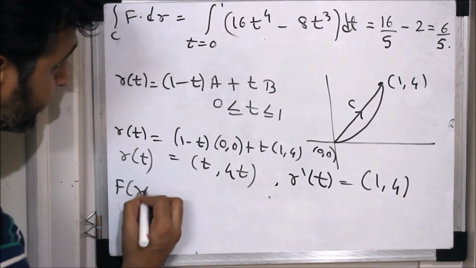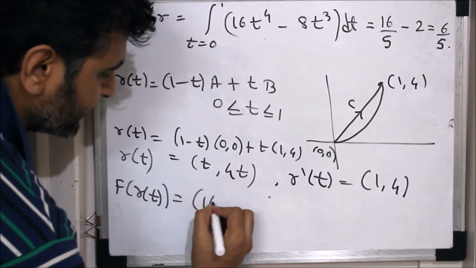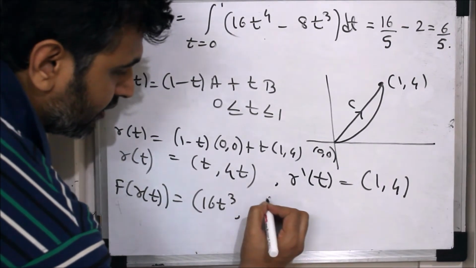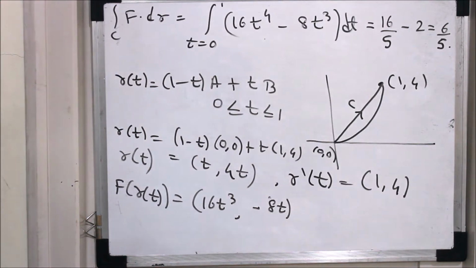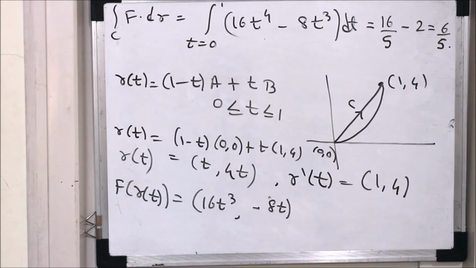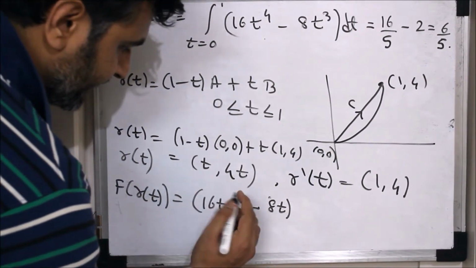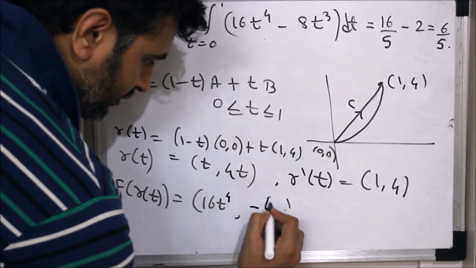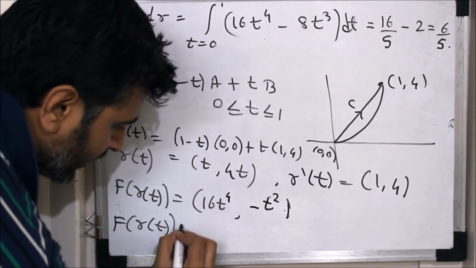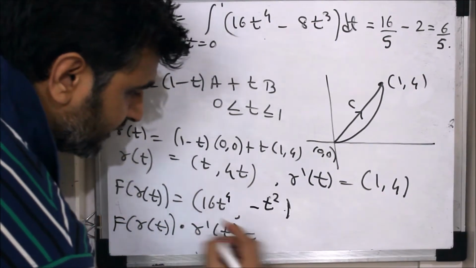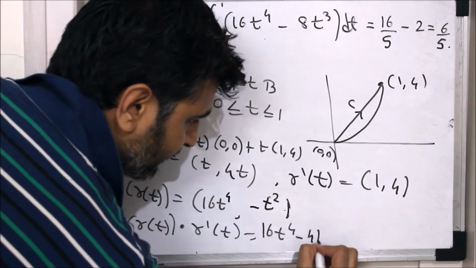What is my f of r of t? My f of r of t was 16t cube comma 8t. This was my f of r of t. Let's check this. What was my f of r of t? It is 16t to the 4, right? So this was our f of r of t. So when you take the dot product of f of r of t with r dash of t, it is nothing but 16t raised to 4 minus 4t square.